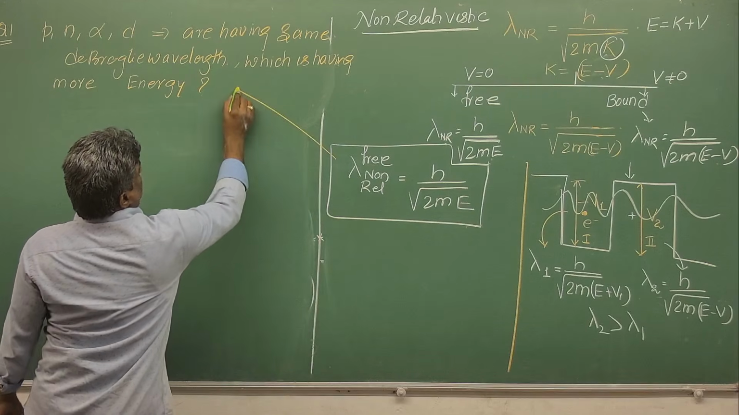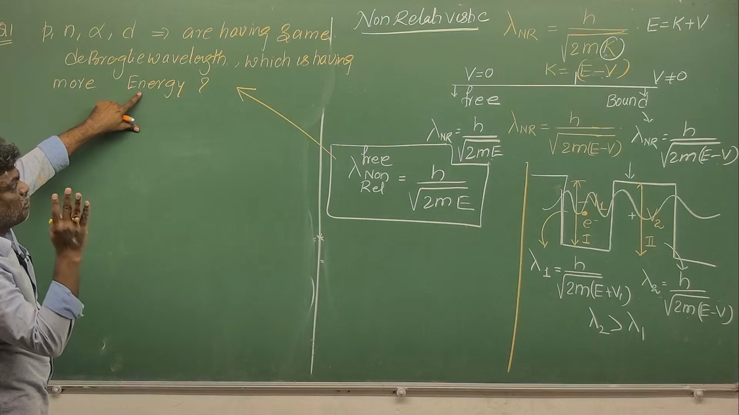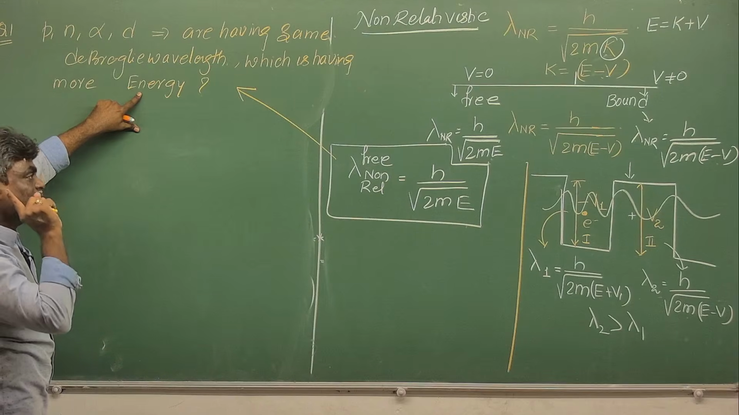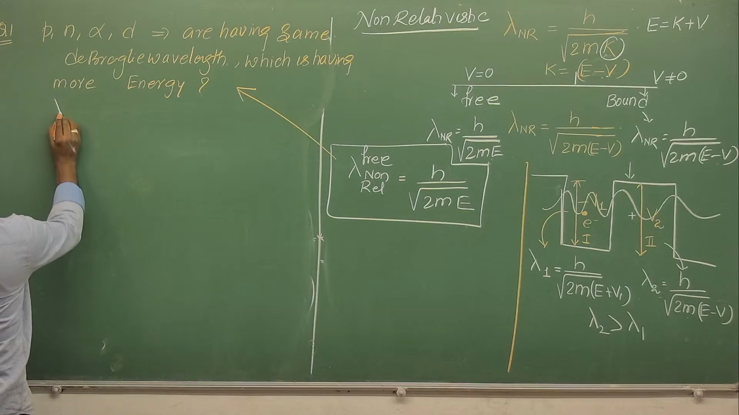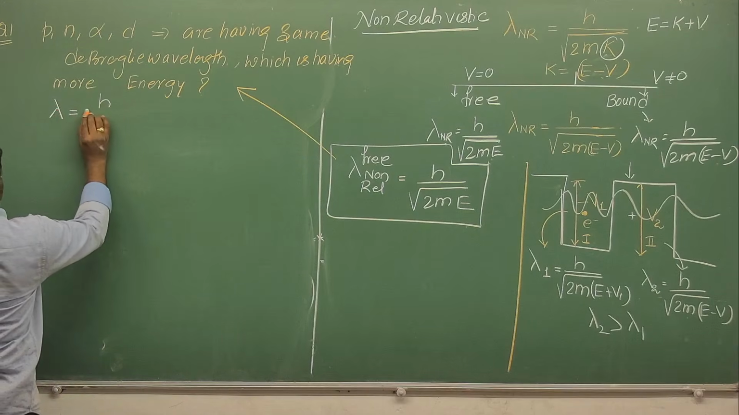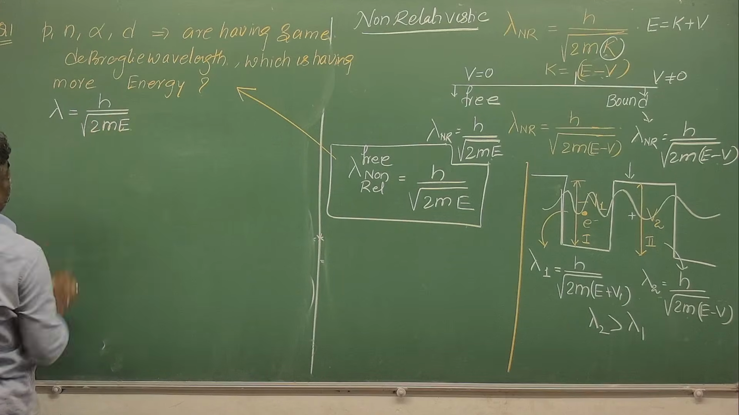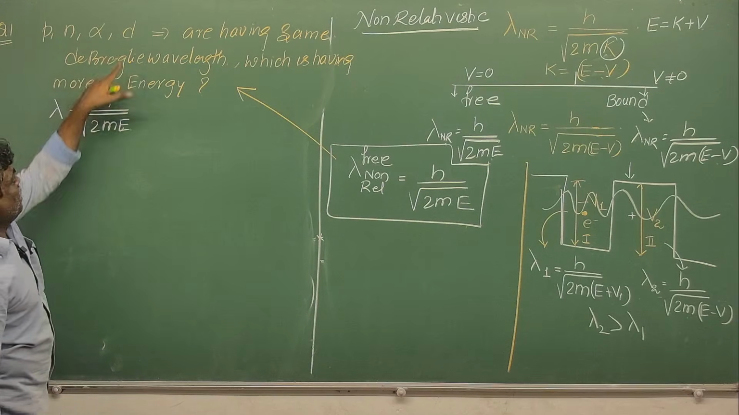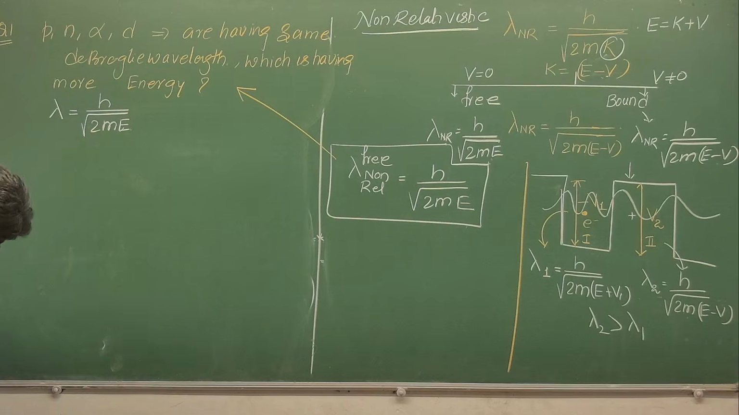By using this formula, do this problem. Earlier we skipped one question, because energy was not possible to find at that time, only velocity. Now you can find energy. Lambda equals h by under root 2mE. With the same de Broglie wavelengths, what about their energies? You try. If you don't understand, I will explain.